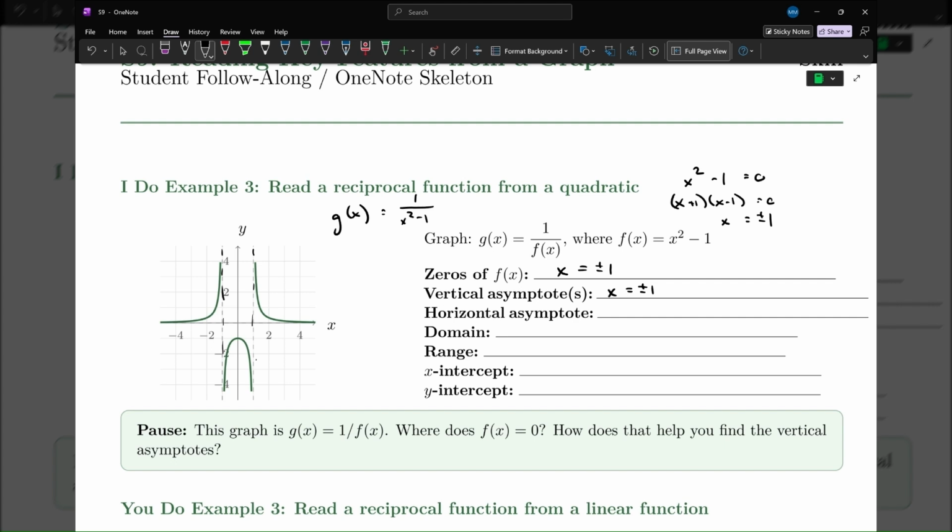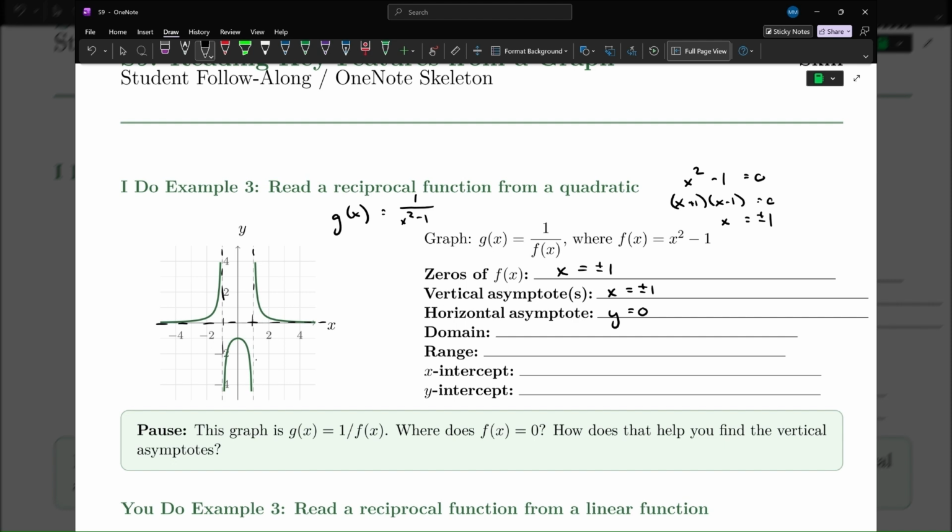Horizontal asymptote. In Pre-Calc 11, this is going to be y equals 0. We can see that because as x gets large or very negative, this bottom is going to get huge, and it's going to be 1 over a really big number. So the horizontal asymptote will automatically be y equals 0. Now that's just the end behavior. So as we get big, what's happened to our graph?